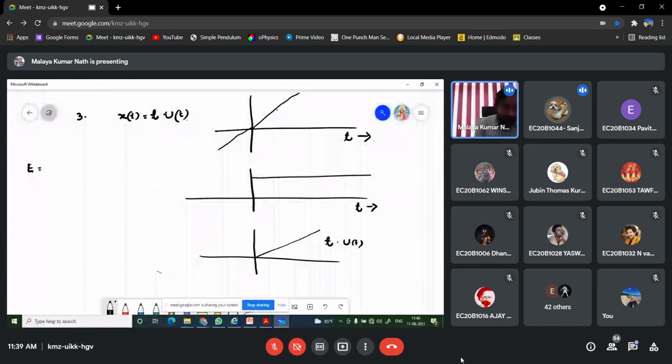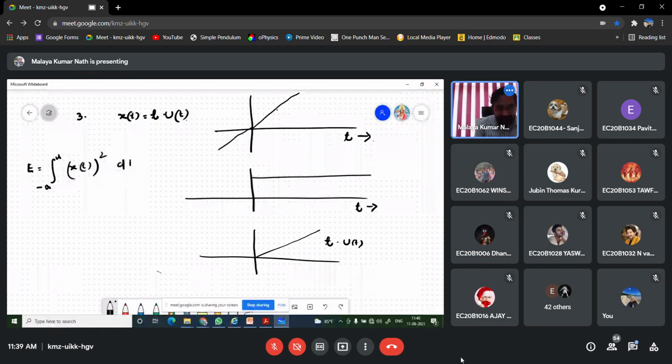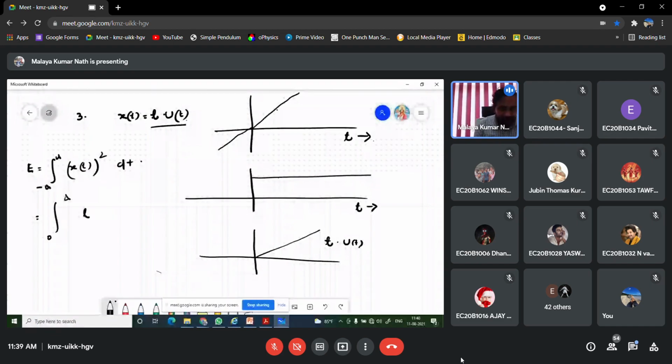Energy, in case of your continuous domain, there will be no summation. It will be equal to integration from minus infinite to infinite of x(t) whole square into dt, right? So as it is given t into u(t), it will become integration from 0 to infinite of t square into dt. I hope everybody knows the integration. Can you calculate what will be the value? That is t to the power 3 divided by 3, and the limit is 0 to infinite. So this value will become equal to infinite.